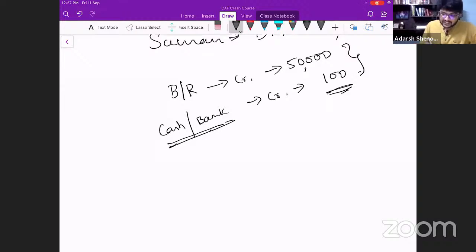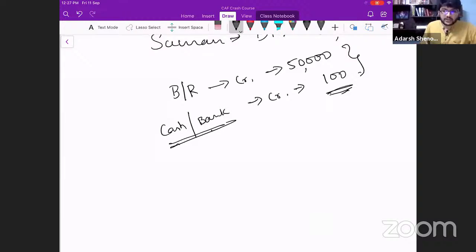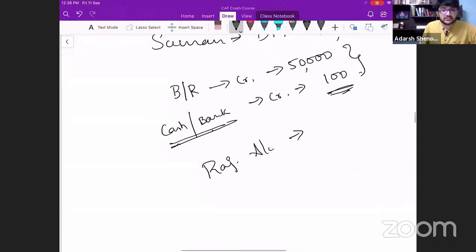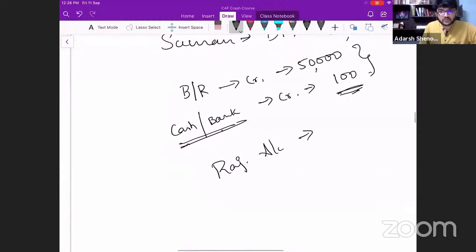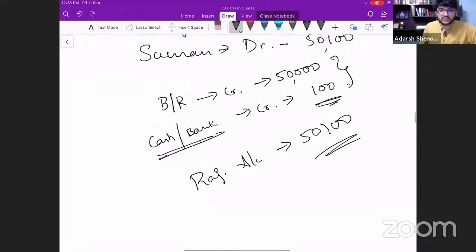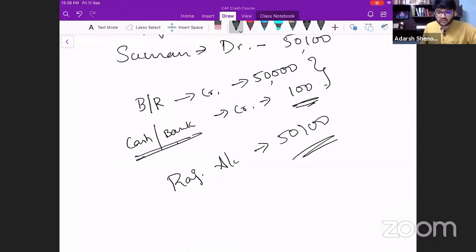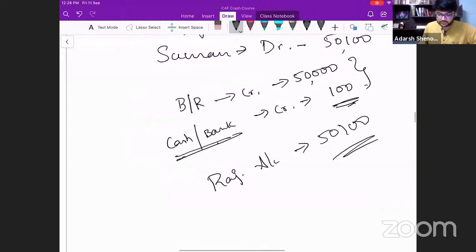Okay. So now, whose account is to be debited? Whom are we going to recover this money from? We are going to recover this money from Raj's account. How much are we going to recover from Raj? 50,100. So what is the journal entry for this? Raj account debit to bills receivable to cash or bank account.